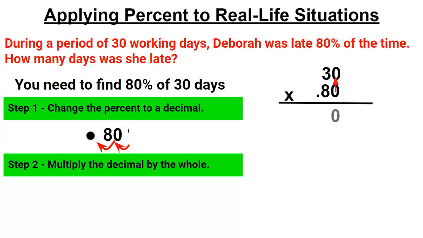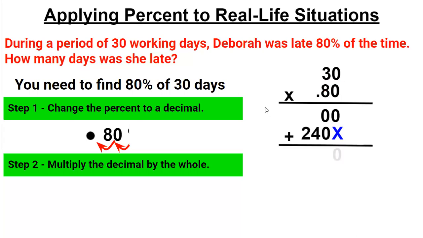0 times 0 is 0. 0 times 3 is 0. And you could skip that step if you see that it's both zeros. But then remember, if you go to the right to the 8, you got to start it under the 8. Put X there. 8 times 0 is 0. And 3 times 8 is 24.